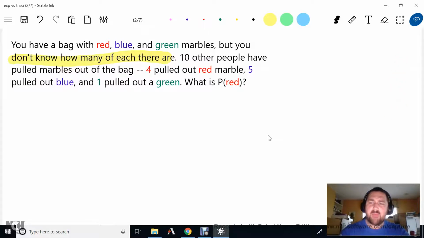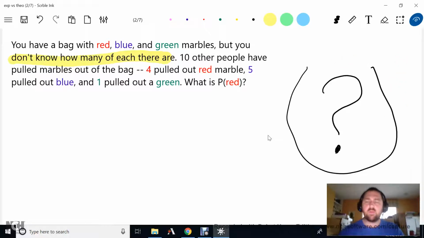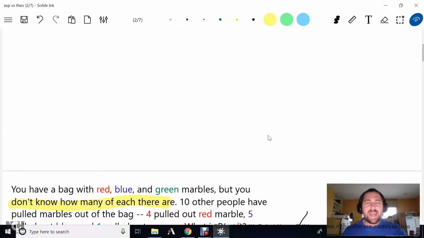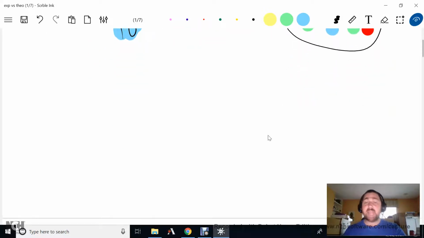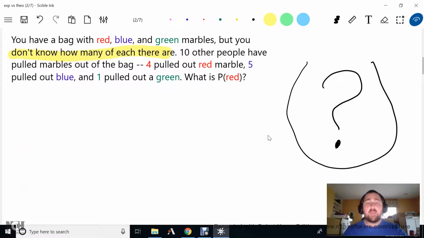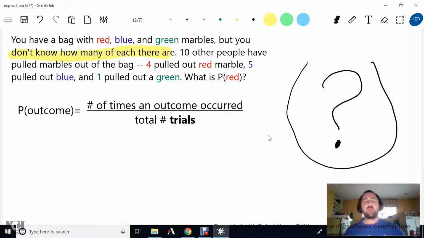We have this bag, but we don't know how many marbles are in it. We cannot use this formula because we don't know the number of red marbles and we don't know the total number of marbles in the bag. But we do have some data. People have been pulling marbles out and conducting a little experiment. 10 other people have gone before you. So now we're going to think about probability not in terms of knowing total outcomes, but from an experiment standpoint. And we're going to think of it this way.